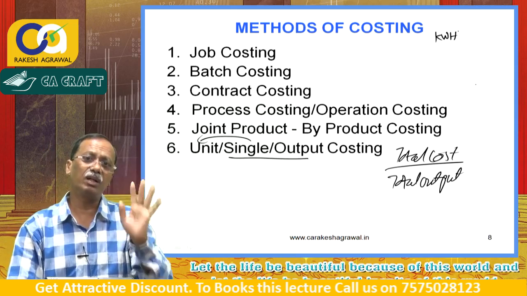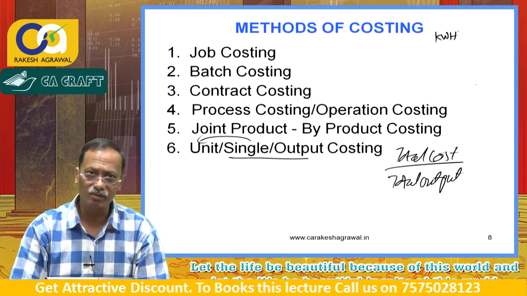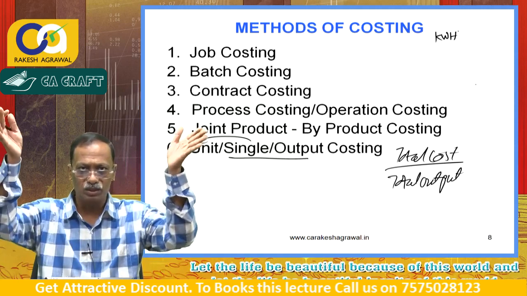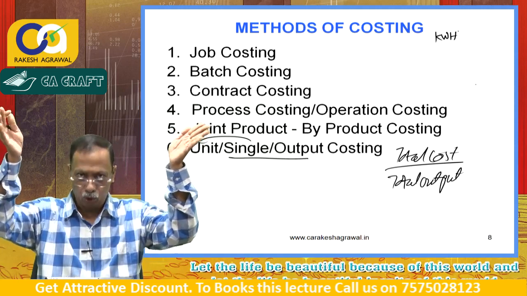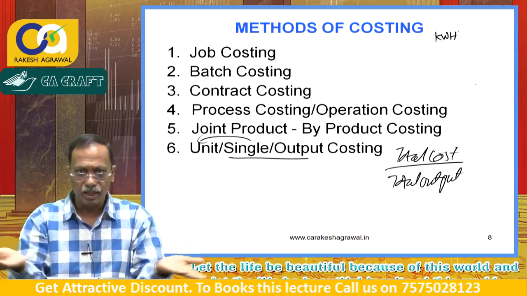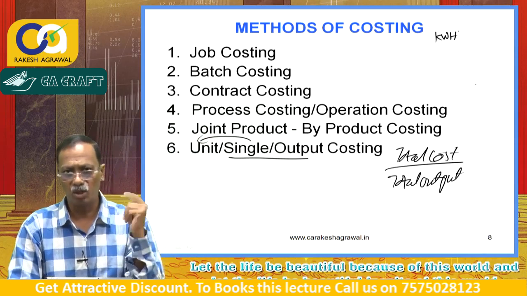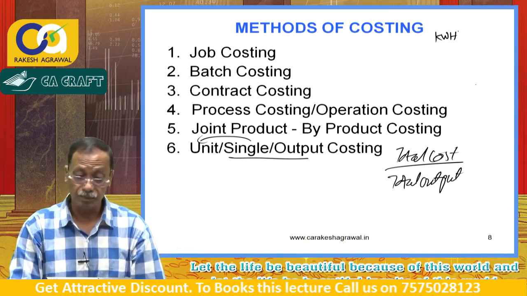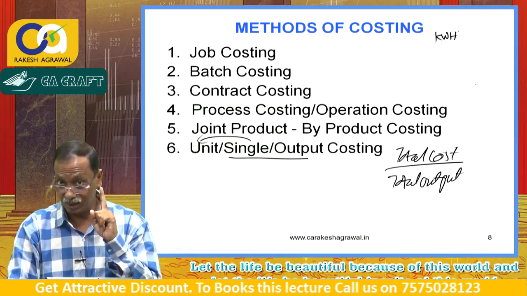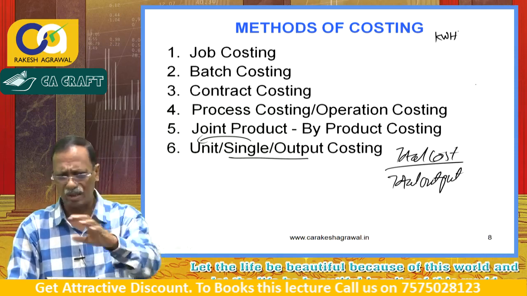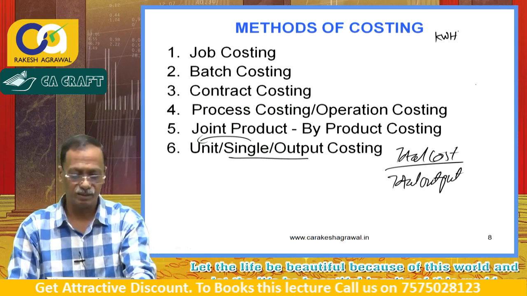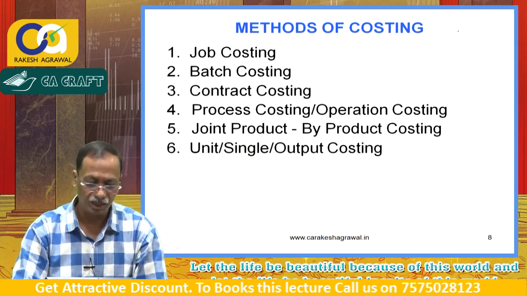If you are interested in calculating cost per kilowatt hour of electricity, what do you do? Take the total cost for 1 year in the numerator. In the denominator, take the total number of units of electricity generated, and you will get cost per unit of electricity. So very simple, but it can be used only in such industries where only a single, exactly identical product is manufactured. Very few industries are there where we can use this.